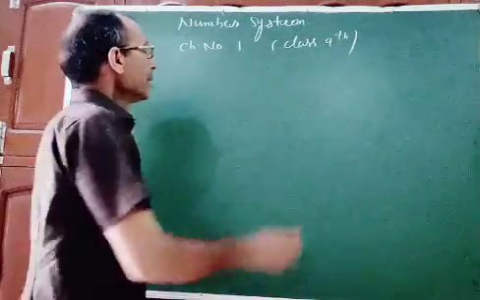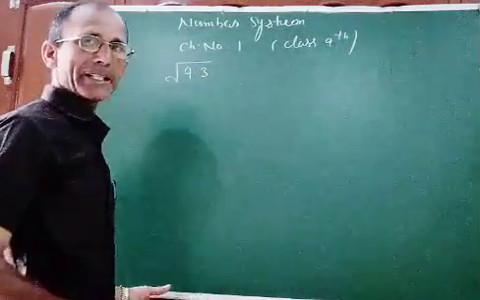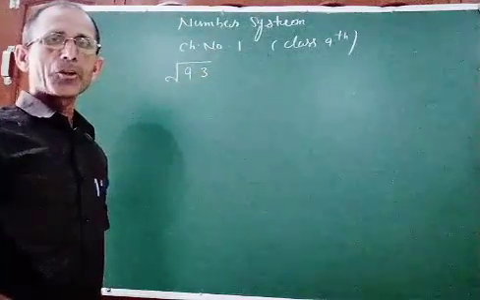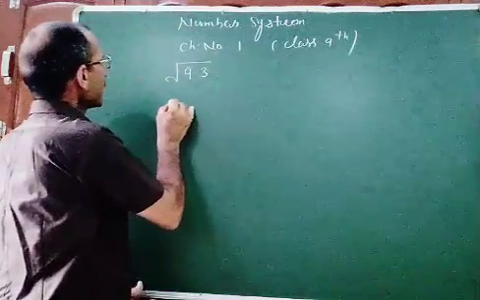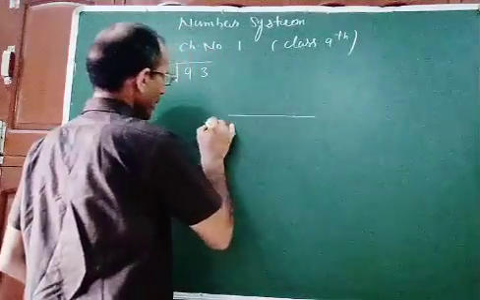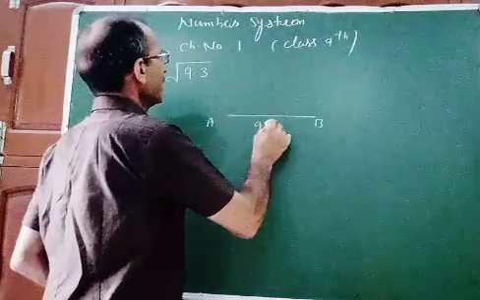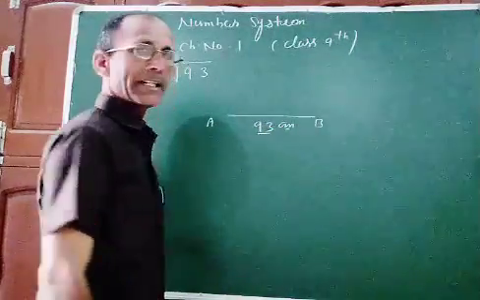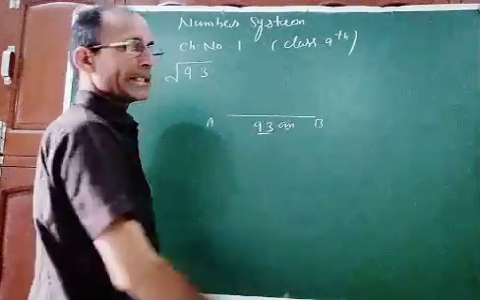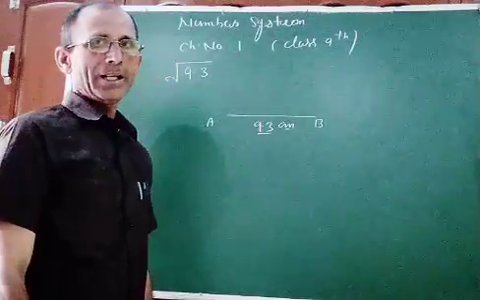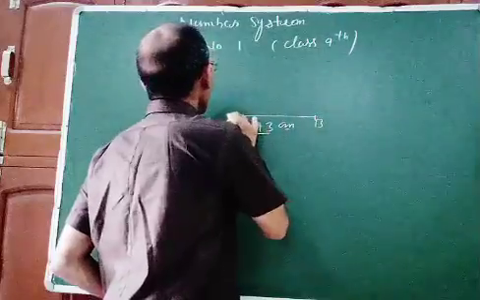For example, suppose root 9.3 we have to represent on the number line. So first of all, take AB. AB is equal to 9.3 centimeter. Any doubt, any confusion? So we have to represent root 9.3 on the number line. Any doubt, any confusion?